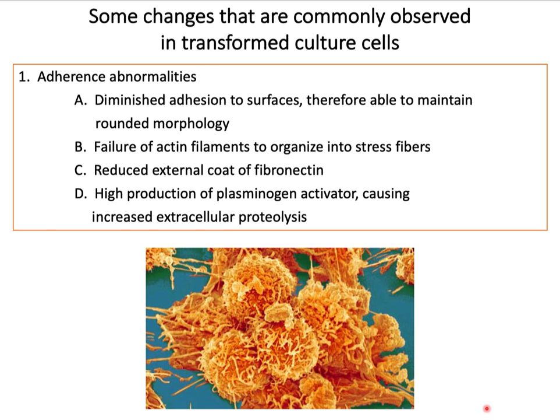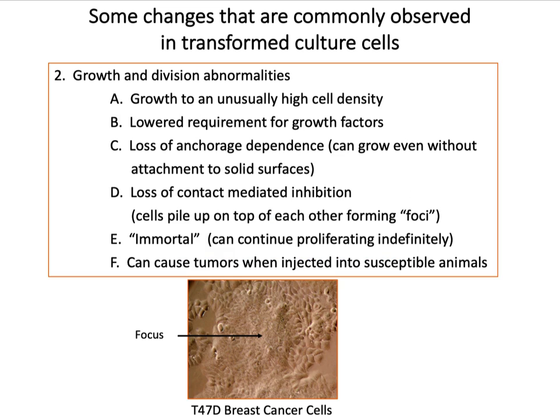So both C and D point to this being a property of the cancer cells, and they don't really require adhesion to anything. Normal cells need to adhere to the surface of the culture dish or need to adhere to some kind of extracellular matrix protein, but cancer cells don't seem to do so. These are the adherence abnormalities.